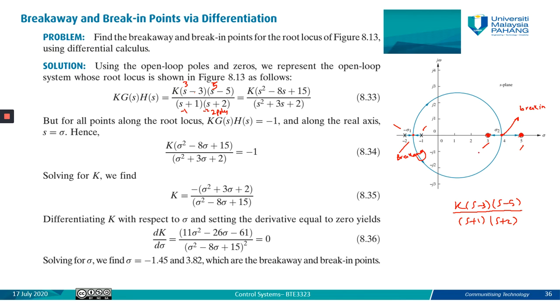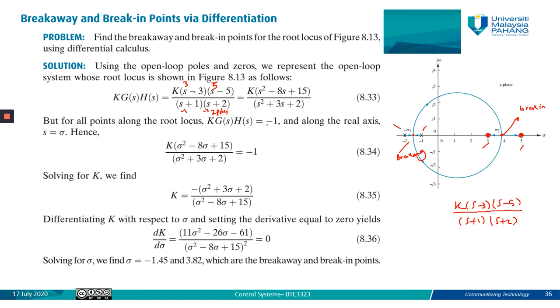So we have two methods, one using the derivative method, the differentiation method. So we are going to find the value of K in terms of this transfer function. Then we are going to differentiate K with respect to s and set it equal to 0, then solve the equation to find the value of s, which is a real number. As we can see here, the condition for a point to be part of the root locus is from the equation KG(s)H(s) = -1, or the magnitude equal to 1 and the angle equal to 2π plus k times 180, correct?